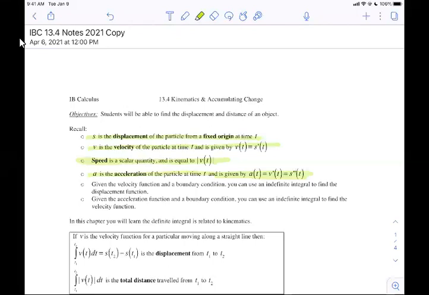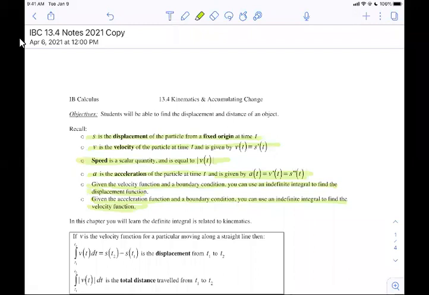What's cool, and what we did earlier in chapter 13, so this is just recalling things you already know: given the velocity function and what's called a boundary condition, you can use an indefinite integral to find the displacement function. And if you're given the acceleration function and a boundary condition, you can use an indefinite integral to find the velocity. Again, that's all things we've done previously.